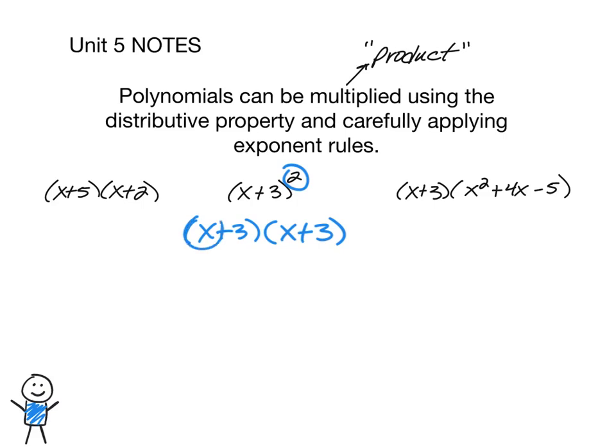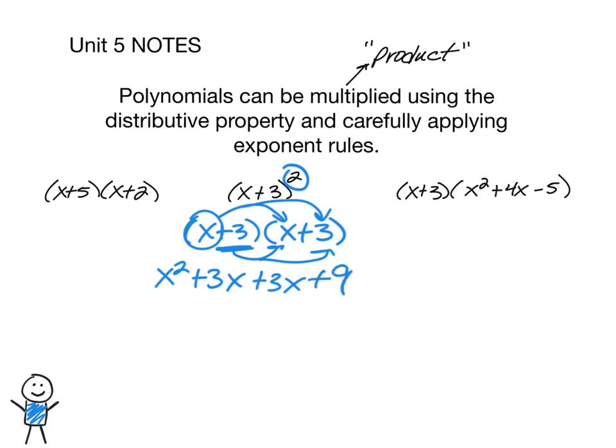I'm going to take my first value of x, multiply it by both parts in the second polynomial. X times x is x squared, x times 3 is 3x. And then I'm going to take my second value, which was a positive 3, and distribute it to both pieces in the right polynomial. 3 times x is another 3x, and 3 times 3 would give you a positive 9. Don't forget to combine your like terms, giving me a result of x squared plus 6x plus 9, which is the product of that polynomial being multiplied.